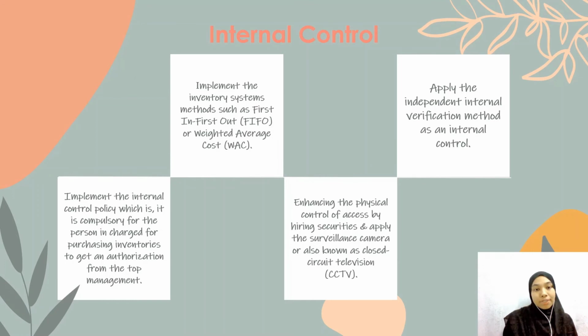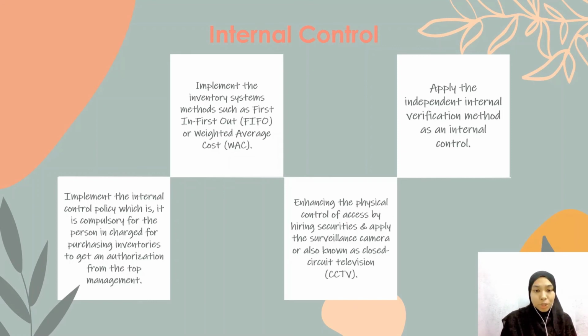For internal control, first, before placing an order for inventories and payment are made, SCSB should implement an internal control policy, which is that it is compulsory for the person in charge of purchasing inventories to get an authorization from the top management such as department managers and supervisors first. After the approval and authorization has been obtained, then the purchase can proceed. It is to ensure that no error or fraud in making orders for inventories can take place. Hence, undesired transactions might be prevented.